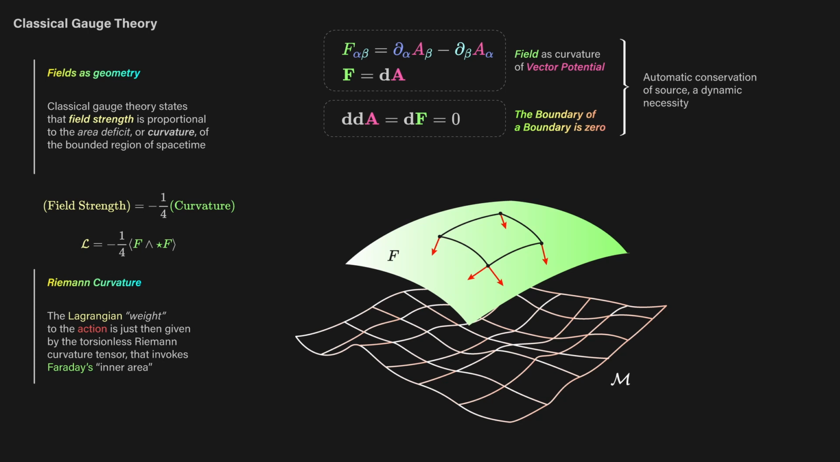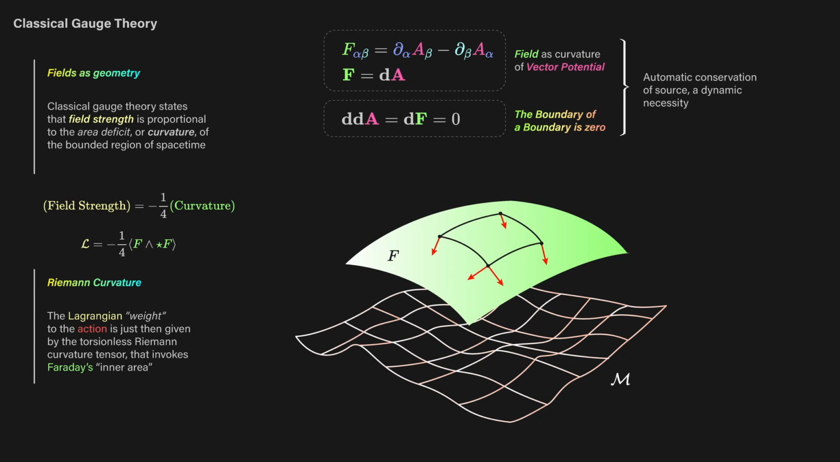The fact that the boundary of a boundary is zero is made more explicit in the book Gravitation, where you can actually equate this idea of the boundary to the automatic conservation of charge and the automatic conservation of electromagnetic fields. And so it becomes a dynamic necessity in the sense that you need the boundary of the vector potential to be zero in order to not break things like the conservation of charge and current density and such.